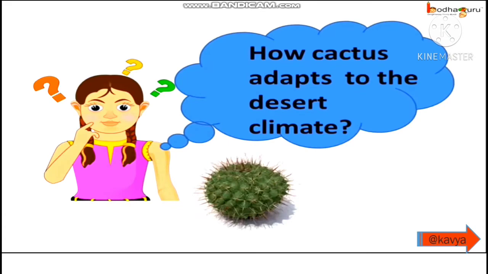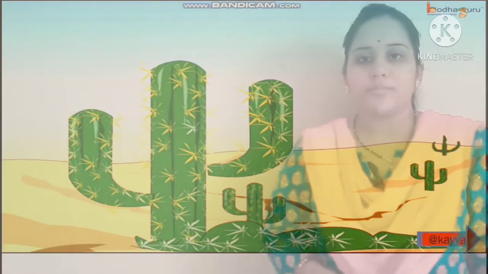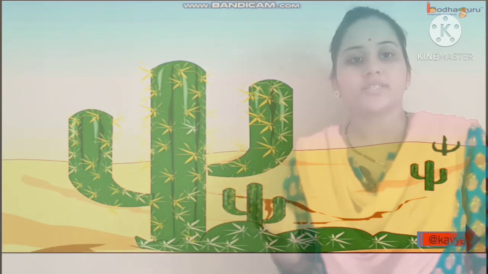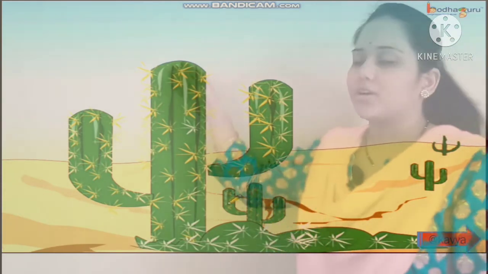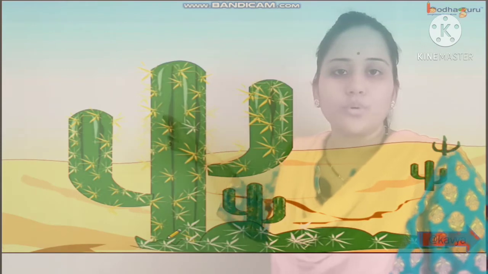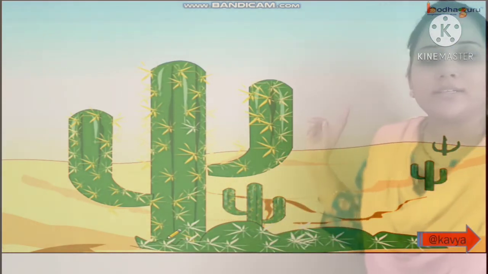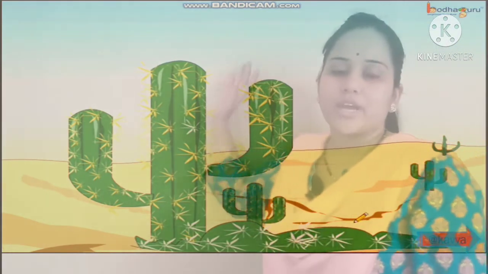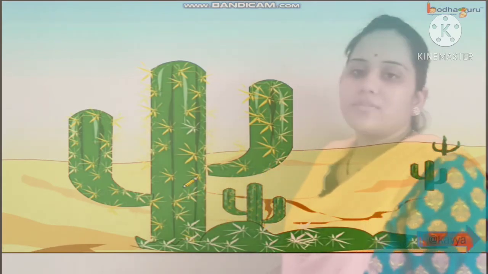You must have heard about the cactus that adapts to desert areas. A desert is very dry and hot. But how does a cactus adapt in a desert area? Let us see. Do you know this is due to modification of the stem and leaves? Here we see the stem of the cactus. Here the stem is green in color and looks like leaves.